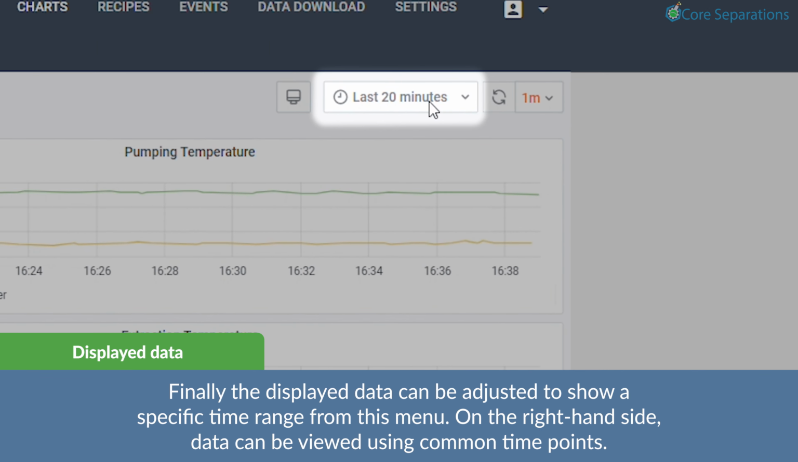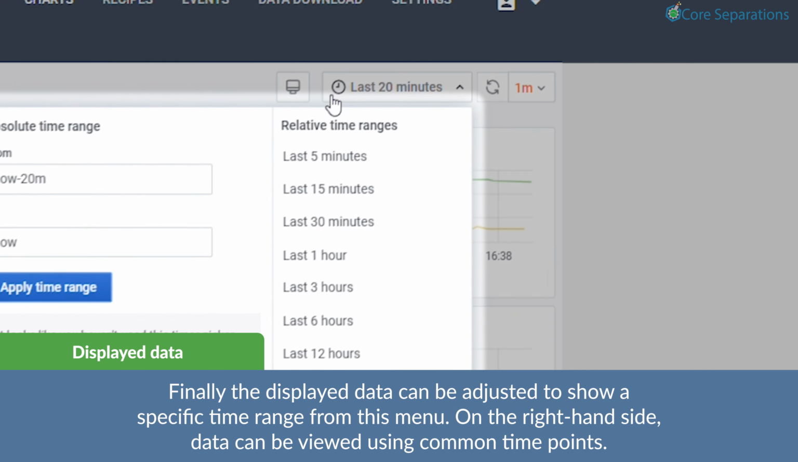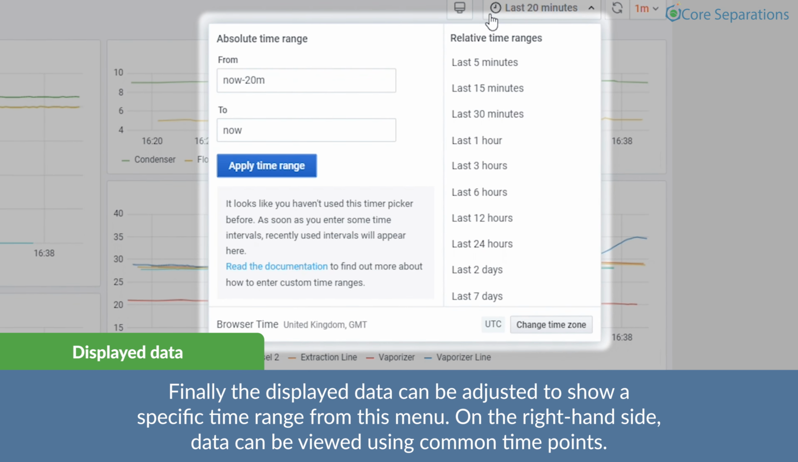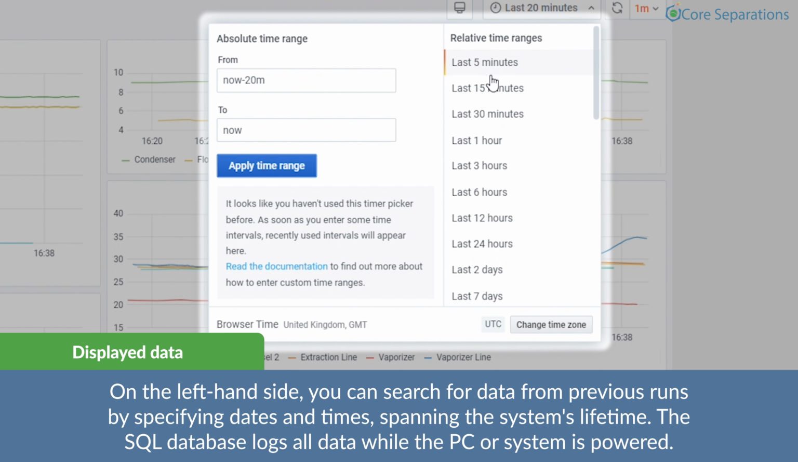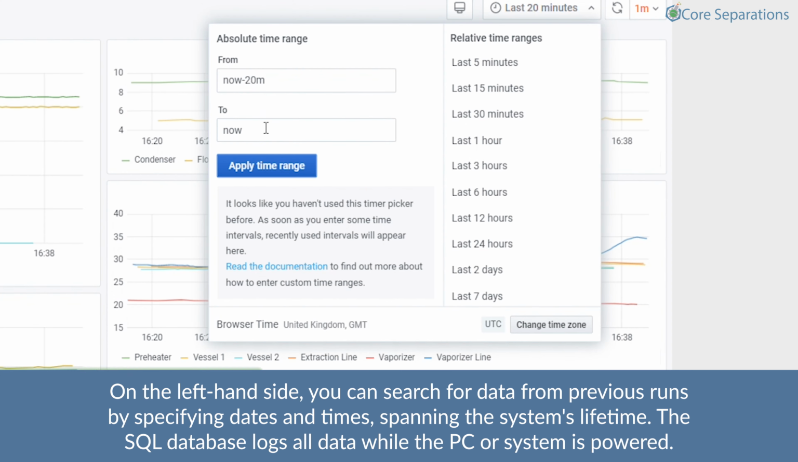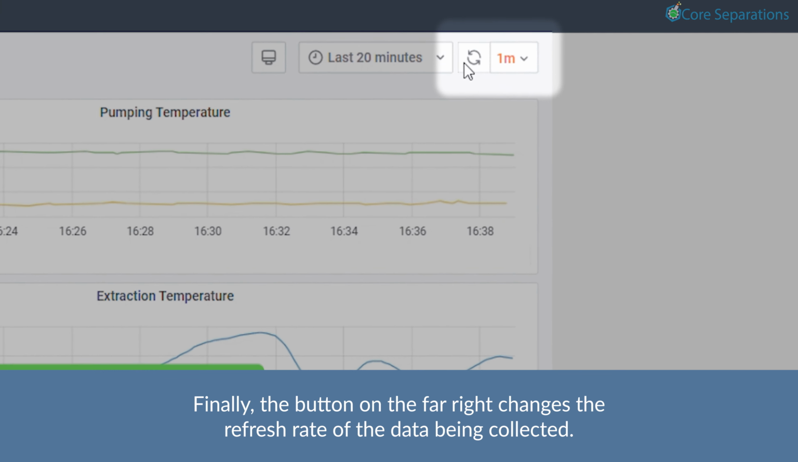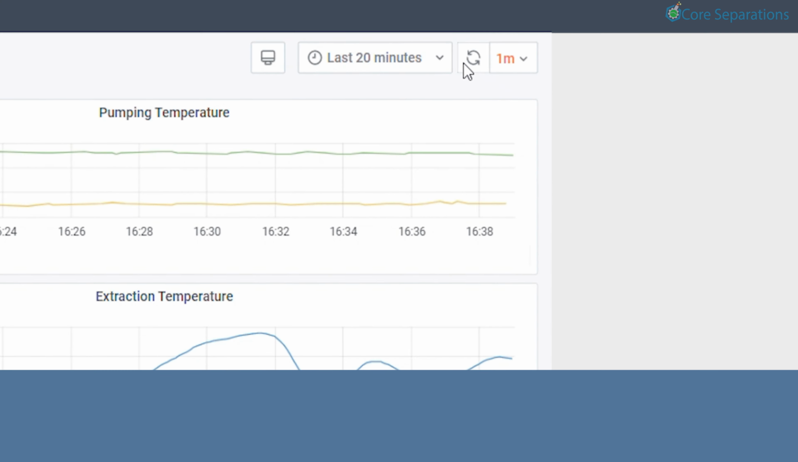Finally, the displayed data can be adjusted to show a specific time range from this menu. On the right-hand side, data can be viewed using common time points. On the left-hand side, you can search for data from previous runs by specifying dates and times, spanning the system's lifetime. The SQL database logs all data while the PC or system is powered. Finally, the button on the far right changes the refresh rate of the data being collected.